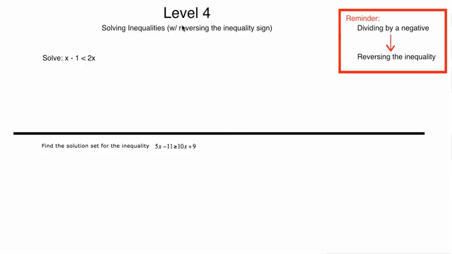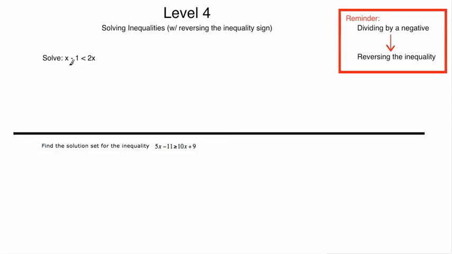This is level 4 for XEI 506, and we're going to be solving inequalities where if you divide by a negative, you're going to be reversing the inequality sign. The first example I'm going to show you is just going to explain why this is happening, why we're reversing that inequality sign. So first I'm going to do it like we did all the other ones.